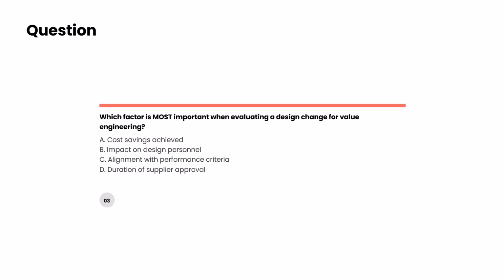Coming to question number 3, which factor is most important when evaluating a design change for value engineering? So when you are looking at value engineering, the first thing which comes to my mind is cost saving. And that's the first choice here, cost saving achieved, which is part of value engineering. Second one is impact on design personnel, no. Alignment with the performance criteria, yes, probably that makes more sense, because in value engineering we have the performance criteria. This is what our project is expected to do.